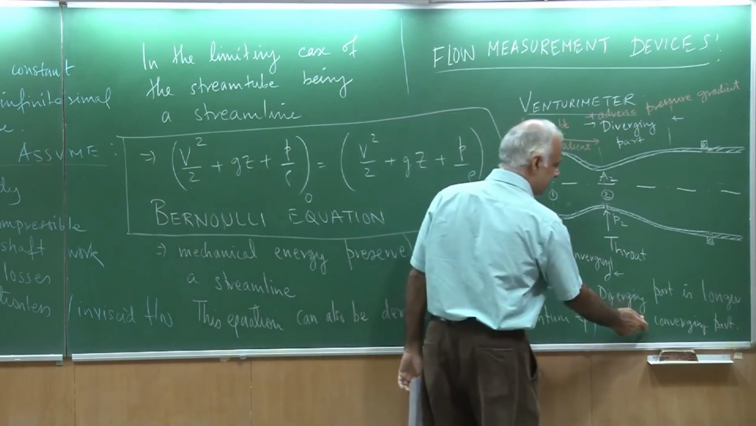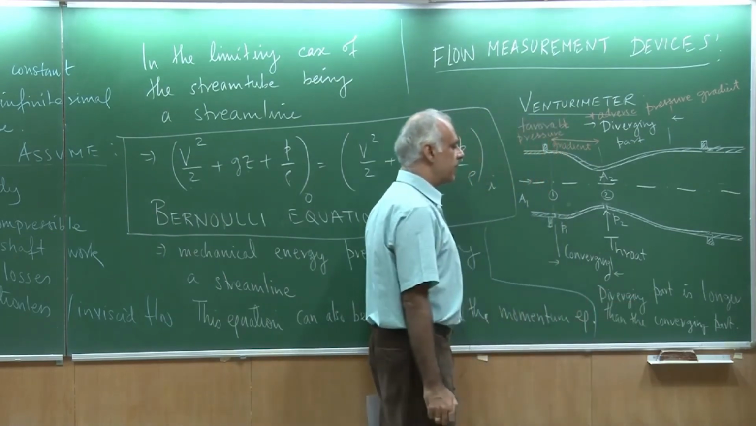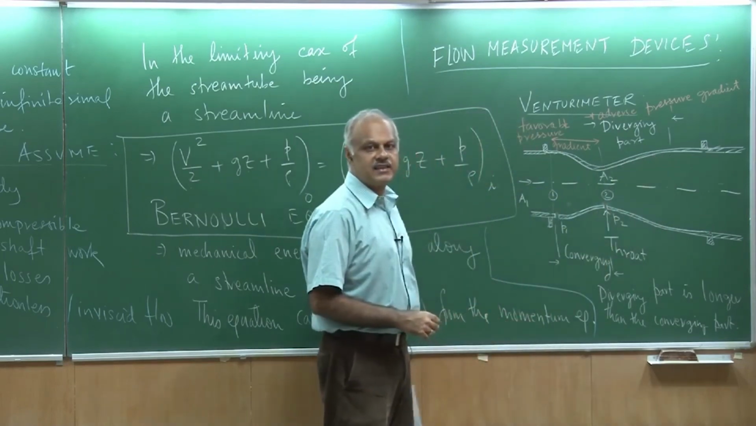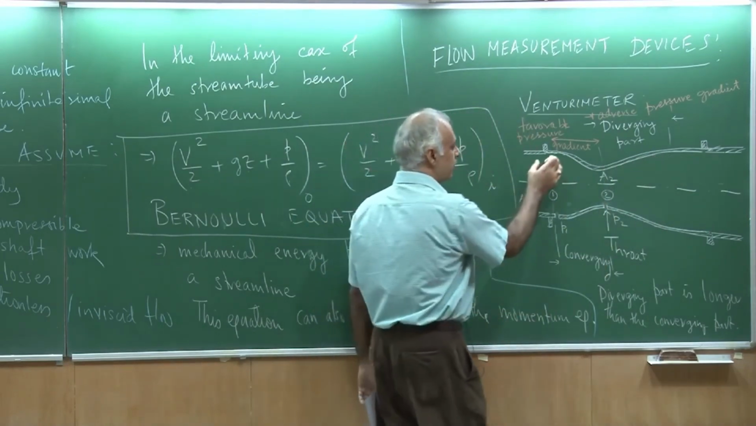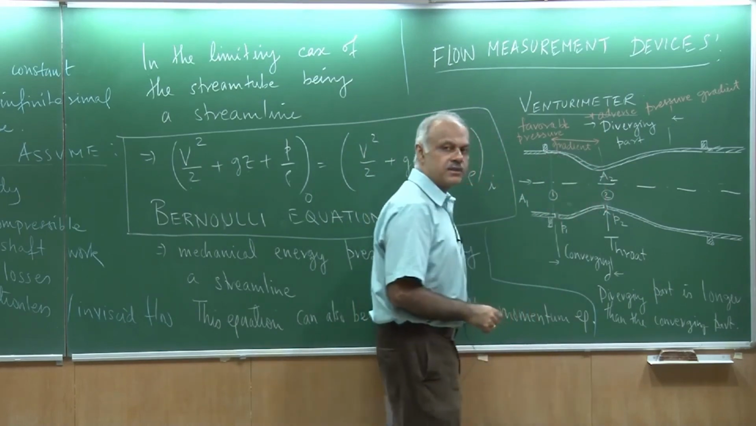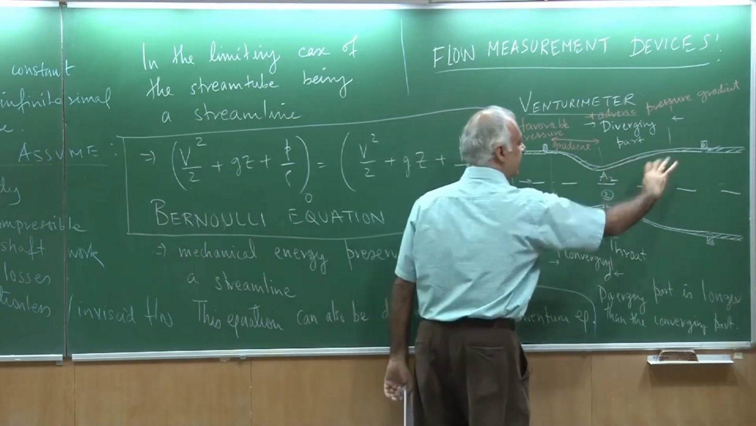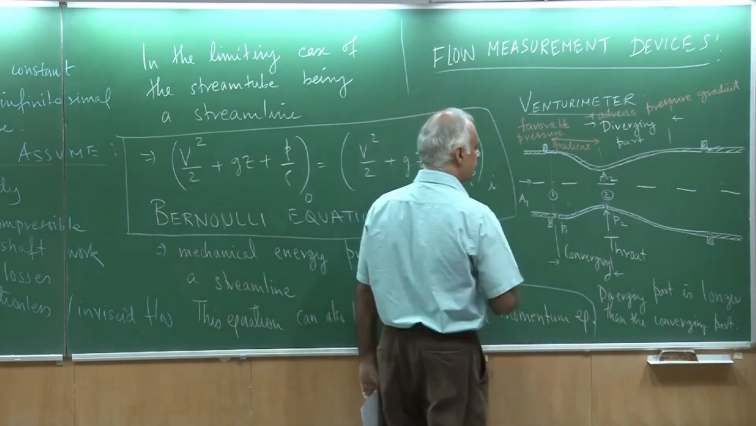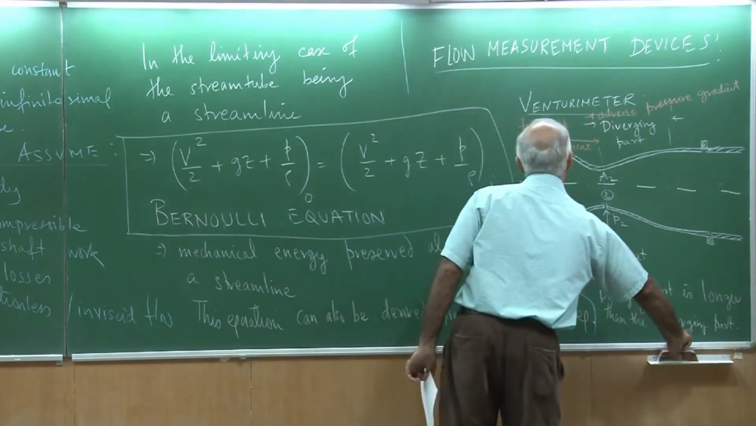But that is the reason, because we do not want the flow to separate, so we have to make the diverging part a little bit longer than the converging part. So the reduction in the area can be a little bit more abrupt, but the increase in area has to be gradual. Okay? All right, so let's go further with this analysis.